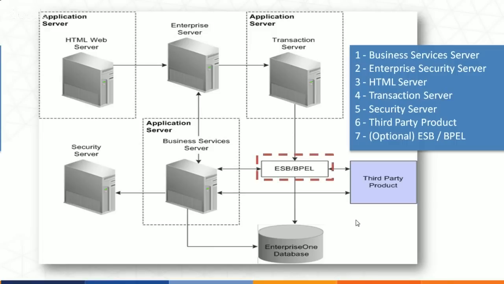Okay, now there are two ways you can integrate your E1 with third-party applications. One is either directly to a third-party product, or you could use a SOA or enterprise service bus as a middleware, so that you don't have a point-to-point integration, but rather an orchestrated business process execution language, which can then in turn connect with third-party products. Or the other option is directly connecting with the third-party product.